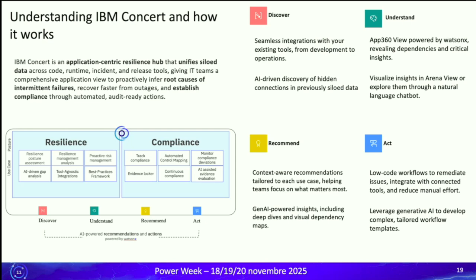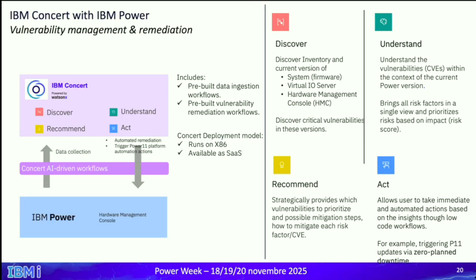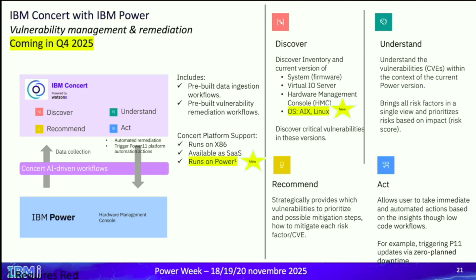So understanding how Concert works, you have your resiliency item where you'll do your discover and understand. And from a compliance perspective, it keeps track of everything that it's doing, and you'll do your recommend and your act from there. Now, this is the full version of Concert, not the version that's launching with Power only. And then the version that we launched on July 8th, with pre-built data ingestion workflows, your Concert deployment model runs on x86, available as a SaaS. And then what we launched last month was that it runs on Power. It gives you support for AIX and Linux. And then, as I said, launching next week would be a Power-only part number, right?